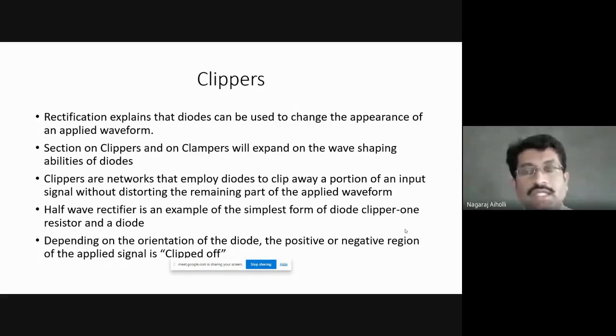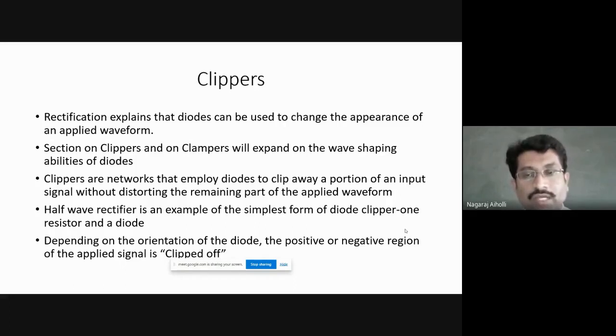One of the examples of clipper circuits is the half wave rectifier. In the half wave rectifier, what will happen? We will be getting only one portion of the applied input signal at the output, either the positive portion or the negative portion. So some portion of the applied input signal is cut off, sliced, or clipped off, so that we get only the remaining portion at the output. Such circuits are called clipper circuits.